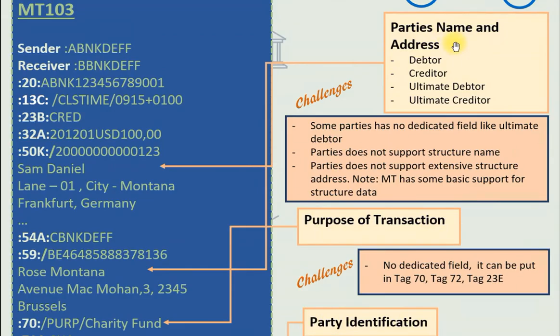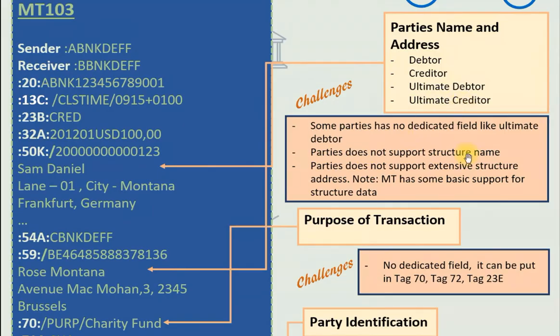Party's name and address typically means that in a normal transaction, the debtor, creditor, and ultimate debtor and creditor can come. What is happening currently in the MT world? The debtor has a dedicated tag as 50K, the creditor has a dedicated tag in 59K, but there is no dedicated tag for the ultimate debtor and creditor. They are provided with some kind of keyword like ULTD, ULTB, but there is no dedicated tag currently present. So that is the first problem.